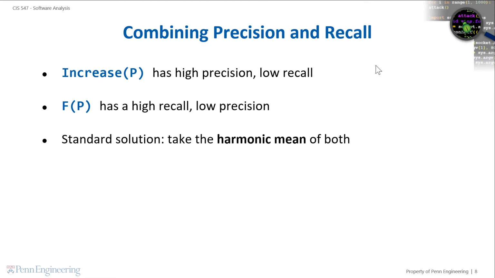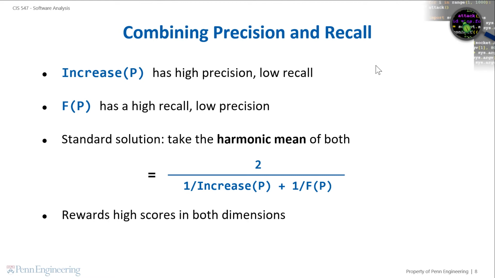The standard solution to achieve both high precision and high recall is to take the harmonic mean of these two metrics. In other words, 2 upon the sum of the reciprocals of increase of p and f of p. In this metric, predicates with high scores in both dimensions will have a harmonic mean close to 1, whereas having a low score in either dimension will greatly reduce the harmonic mean and therefore the ranking of the predicate.